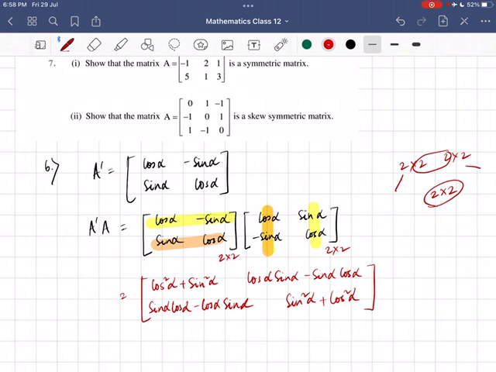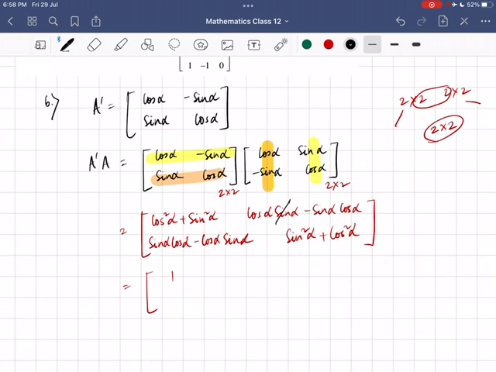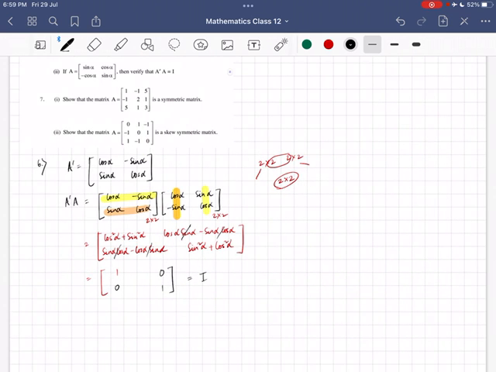So by trigonometric identity we know this one is 1, and this thing gets cancelled, so it is 0. This one also gets cancelled, it's 0, and this one is 1. So it is nothing but identity matrix I, and it is of order 2. So identity matrix is a matrix in which all the diagonal elements are 1 and the non-diagonal elements are 0. So that is what identity matrix is all about. Okay, question number 6 is done.